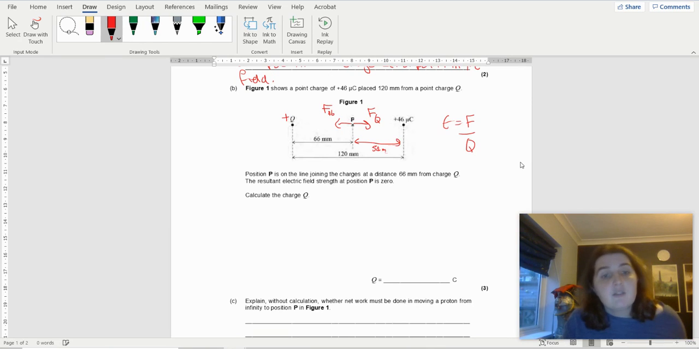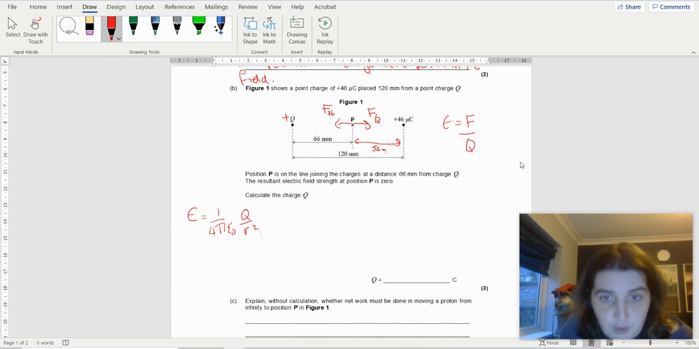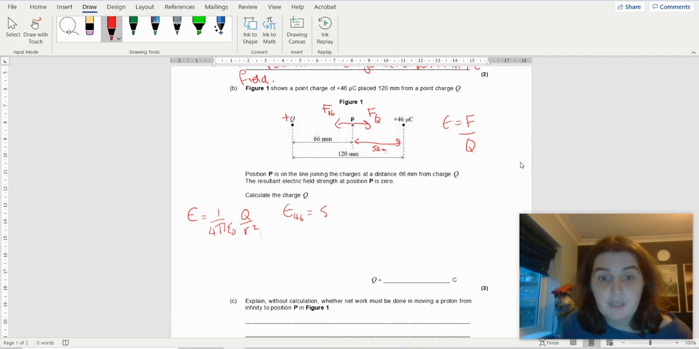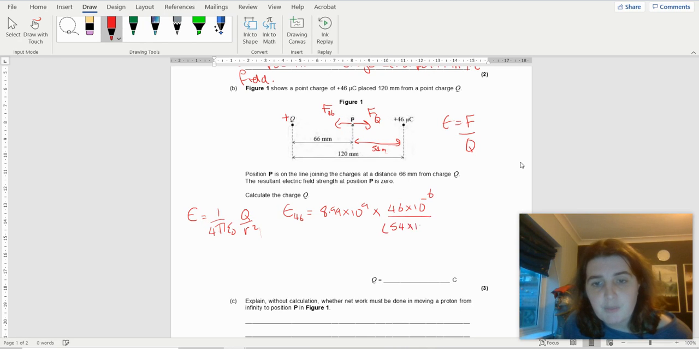Okay, so field strength in a radial field is 1 over 4 pi epsilon naught times Q over r squared. So let's find the field strength for the 46 microcoulomb. So it's going to be 1 over 4 pi epsilon naught, which is 8.99 times 10 to the 9, times the charge, which is 46 times 10 to the minus 6, all over 54 times 10 to the minus 3, squared.